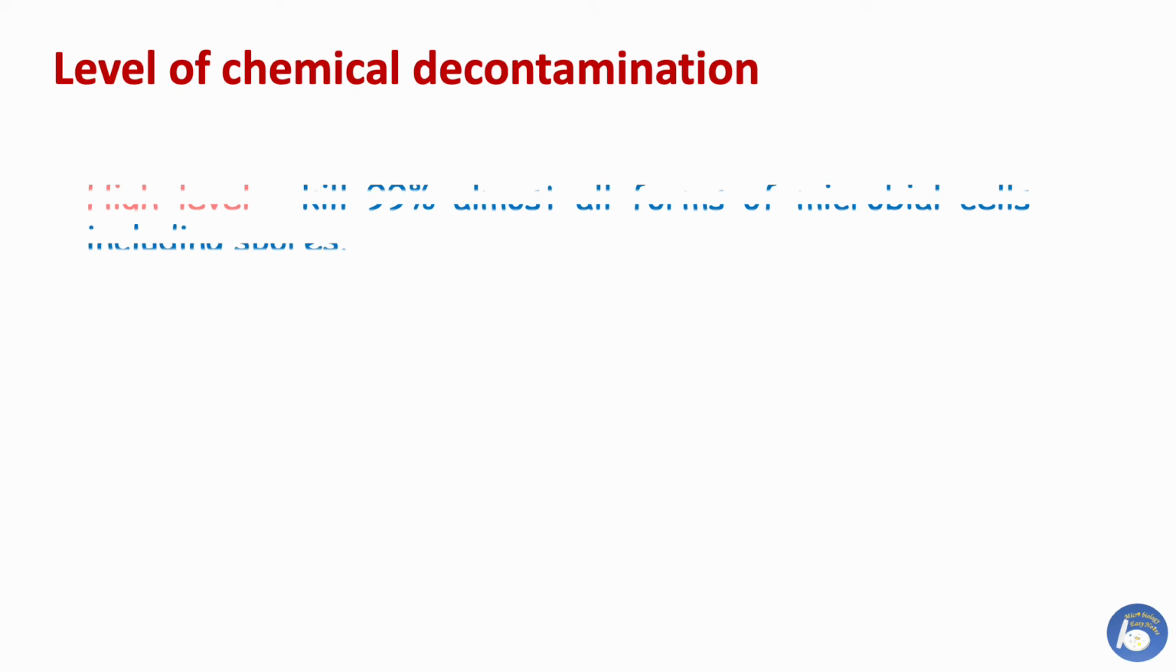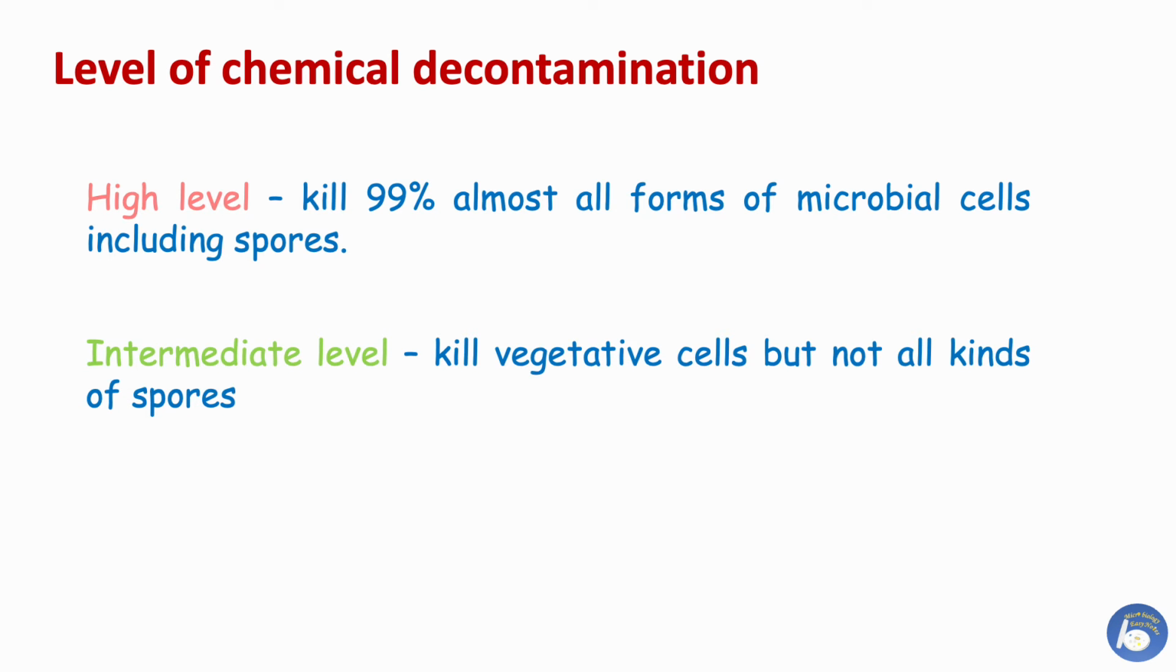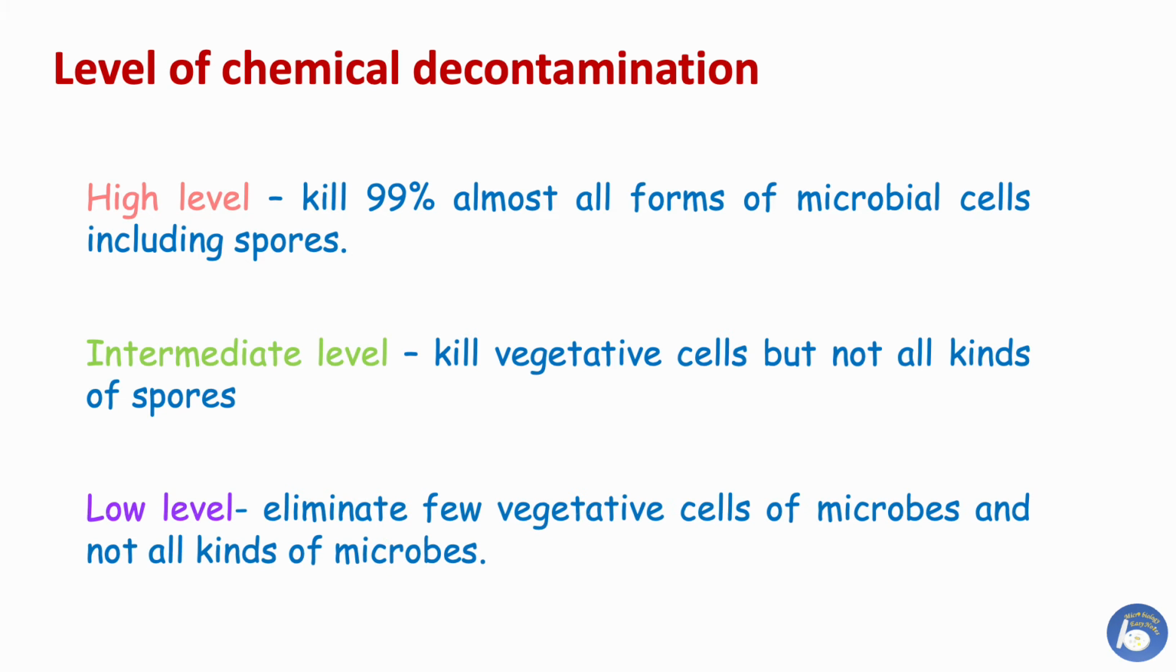Level of chemical decontamination. High level. When antimicrobial agent kill 99% almost all forms of microbial cells, including spores, they are known as high-level antimicrobial agent. Intermediate level. When they kill vegetative cells but not all kinds of spores. Low level. Eliminate few vegetative cells of microbes and not all kinds of microbes.